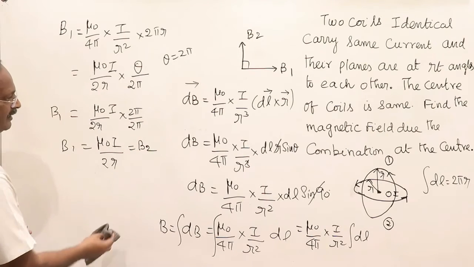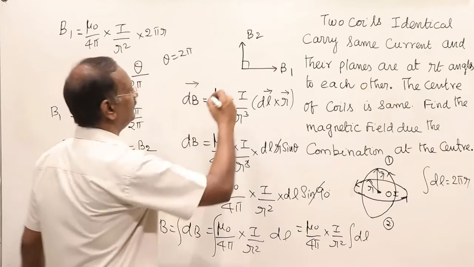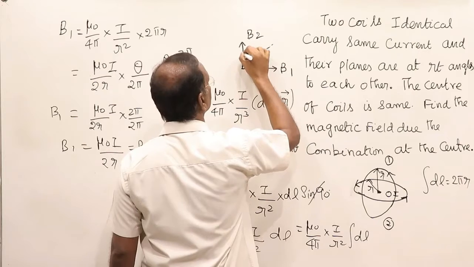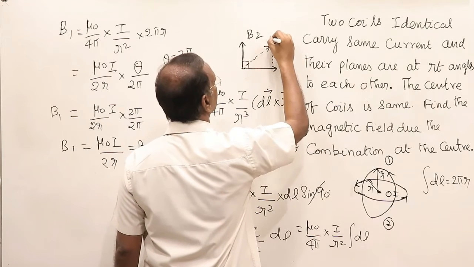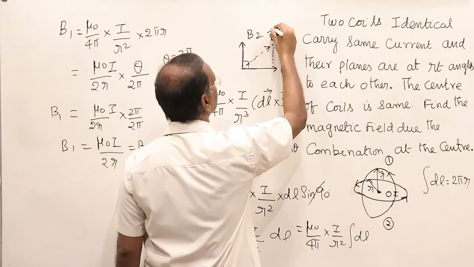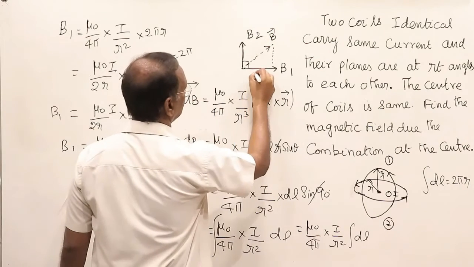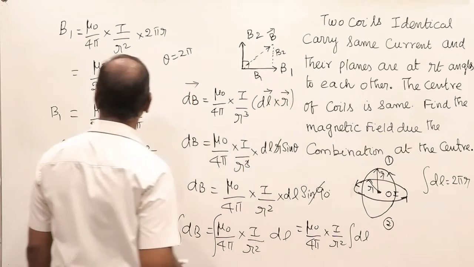Therefore now we can calculate the magnetic field. The net magnetic field will be the resultant of these two, because one is in this direction and the other is in this direction. We take the resultant of these, and this is the resultant magnetic field in this direction with the magnitude. So this is B1 and this is B2, because we replace them here with B1 and B2.